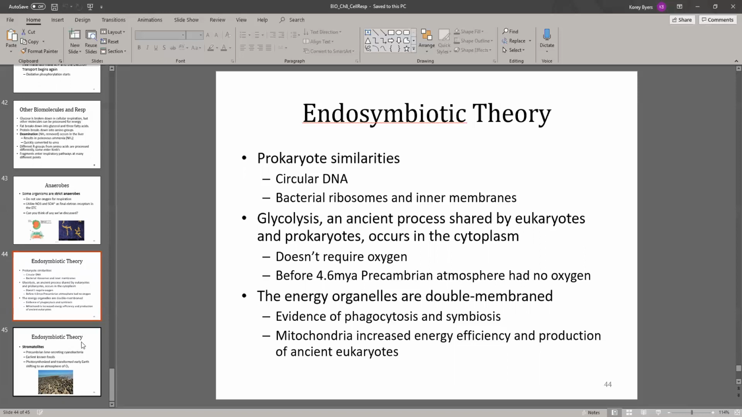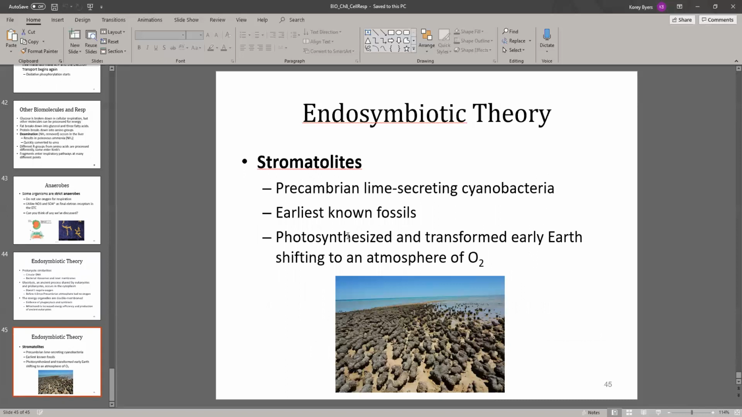So look through that, and then my final slide again is ending on those stromatolites, which we talked about. So go through this. Let me know if you have any questions. I'm here to help.